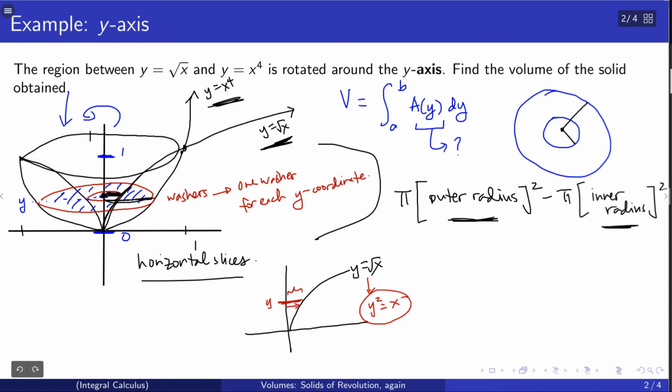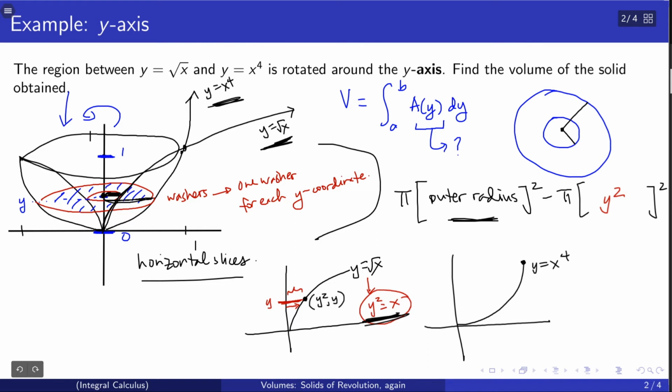And so this is nice, because now this tells me this point can be described as y squared comma y. And so for each value of y from 0 to 1, this inner radius is just y squared. Right? And by the same reasoning, looking at my other function here, y equals x to the 4th power, right?